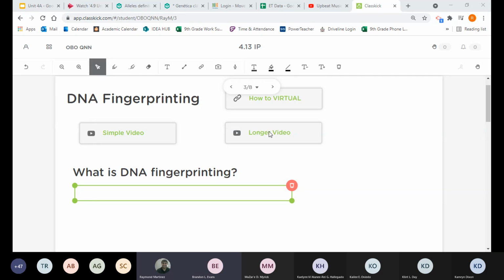Like searching for like evidence. Yeah, but I'd like to move away from evidence and focus more on the DNA itself. So if you want to, you can put it in the chat box or you can come off mute. Let me know, what is DNA fingerprinting?